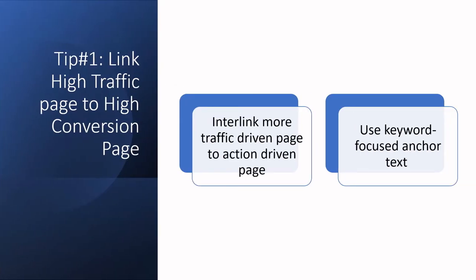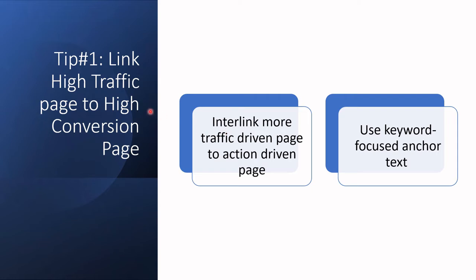So tip number 1, link high traffic pages to high conversion pages. So how can you find the high traffic pages on your website? Use Google Analytics and go to acquisition, and under organic search result, if you filter the organic sessions in descending order, you can get the high traffic pages of your website. And you can also use a similar strategy to find the high conversion pages on your website. So you can interlink the high traffic pages so that you can move your user to the conversion page.